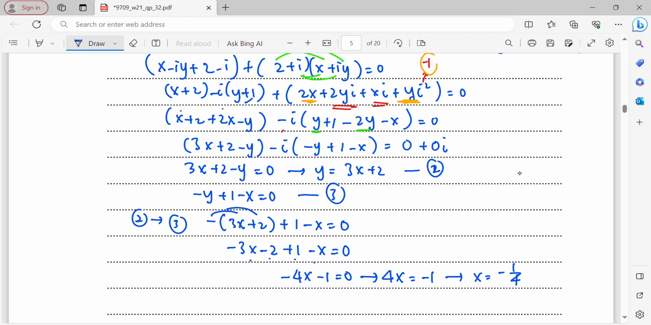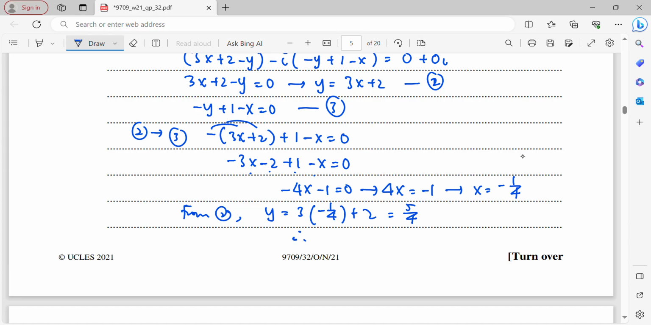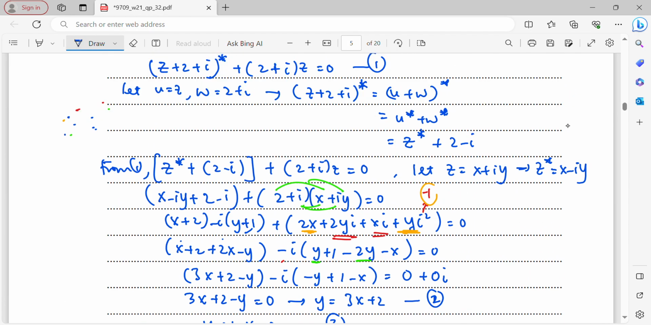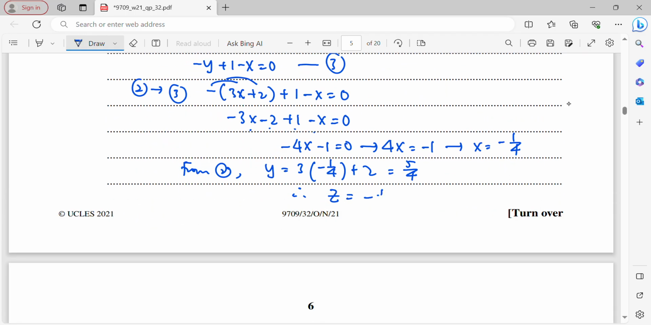So once you find the x, you can just find the y, either from the second or third equation. So I get it from the second equation. So my y is going to be 3 times negative 1 over 4 plus 2. So you get negative 3 over 4 plus 2, it will be 5 over 4. Okay, so then my final answer, the z is, because just now I let my z be x plus yi. So now just combine. The x will be negative 1 over 4, the y is 5 over 4. So plus 5 over 4i. That's the solution of this question.